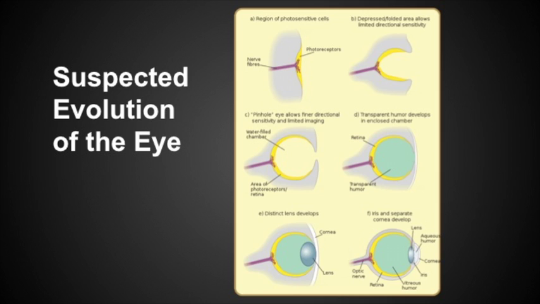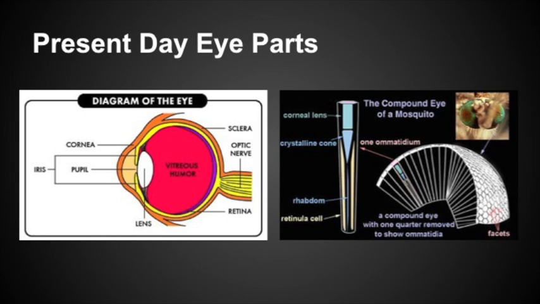An experiment conducted at Lund University started with a flat, light-sensitive patch, gradually adding over 1,800 modifications such as forming a cup, adding a lens, and constricting the opening. This concluded that these eye improvements could have taken place over the span of about 360,000 generations.